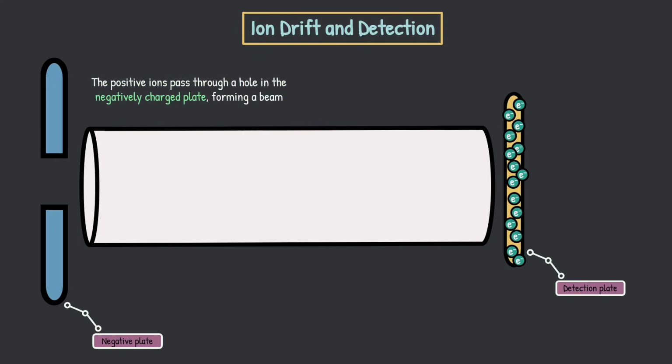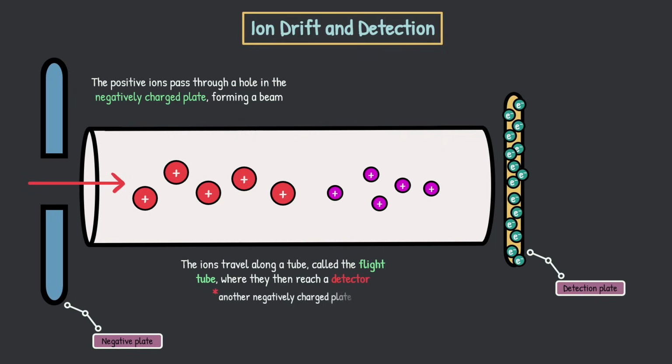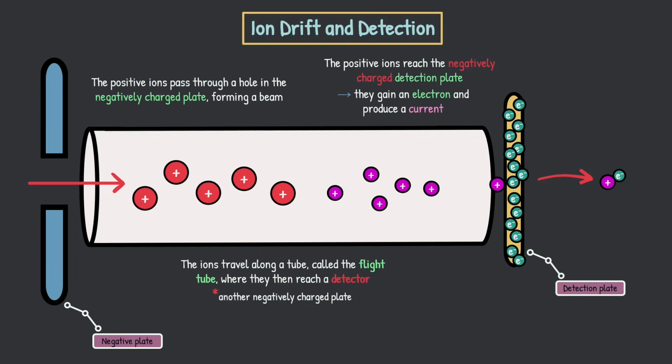Now, what happens here is the positive ions pass through a hole in the negatively charged plate, forming a beam, almost like a laser beam. Now, these ions are going to fly through. As I mentioned, the lighter particles will travel faster than the heavier ones. They're going to travel along this region, a tube called the flight tube, and they're going to reach the negatively charged detector. It's just another negatively charged plate. Plates all over the place in mass spec. Just try and remember the distinction between whether they're positive or negative and you'll be all good. So what happens is the positive ions reach the negatively charged detection plate, and they gain an electron and produce a current.